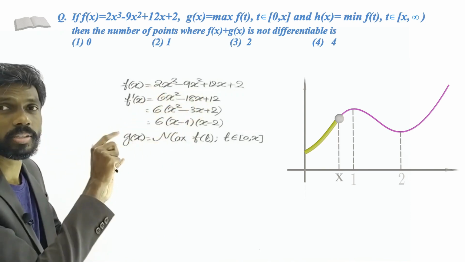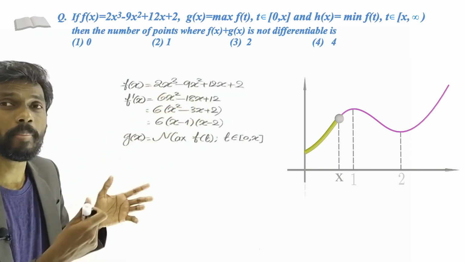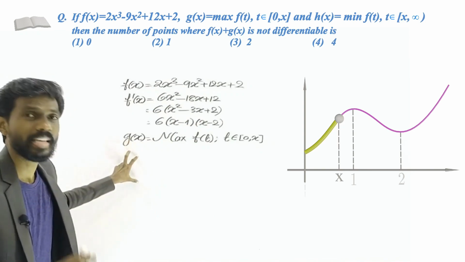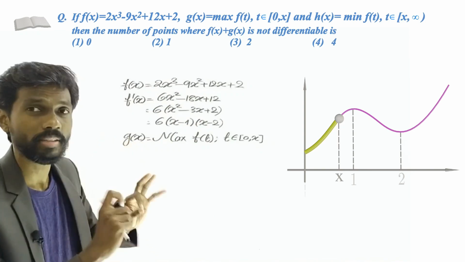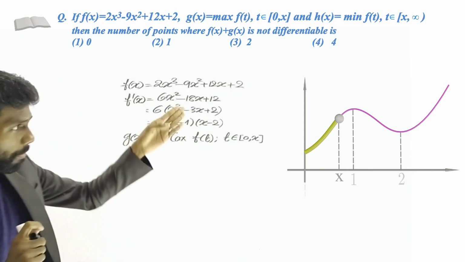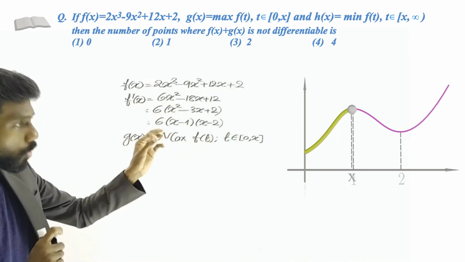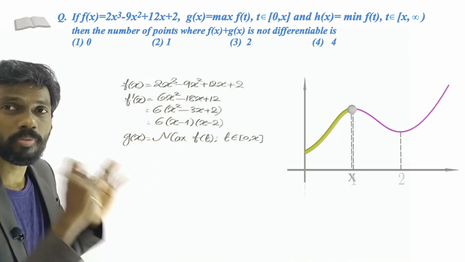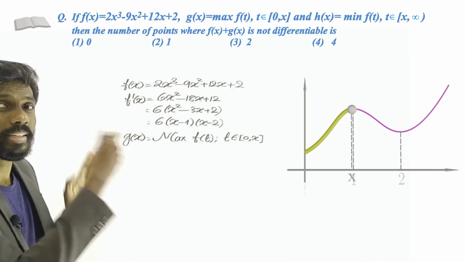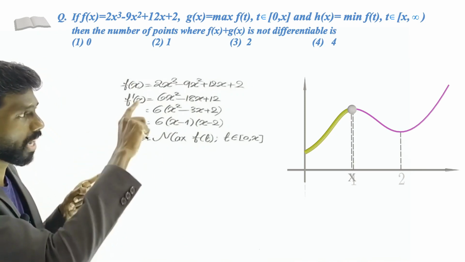So it is an increasing function. That means at the right end point you will have the maximum value, which means g of x is same as f of x only. Up to what point? Up to the maximum point. That means 1 here. Up to 1. So the maximum value of f of x is the value at the right end point x. So that means it is the function f of x only.